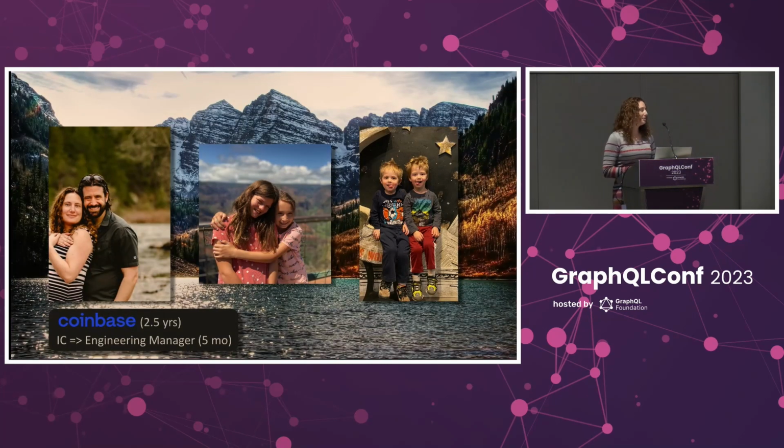All right, so just a little bit about me. I live in Colorado with my husband and my 4 children. It's okay, you can say it. That's a lot of kids. I've been at Coinbase for about 2.5 years. I started out as an IC, and then about 5 months ago, I transitioned to engineering manager. I figured if I could manage my 4 kids, I probably could manage a few engineers.